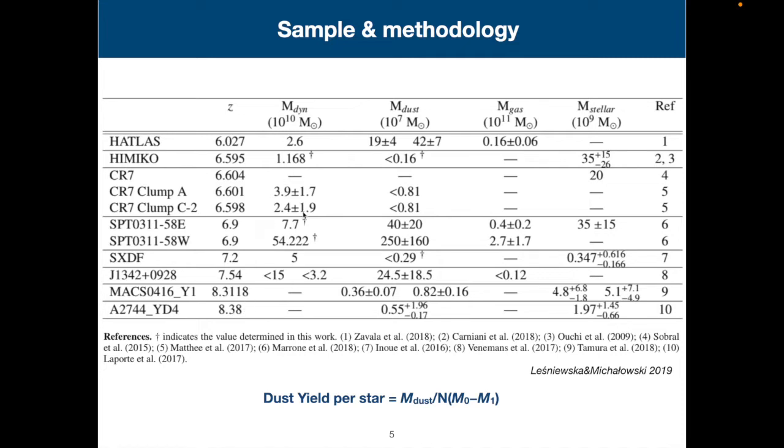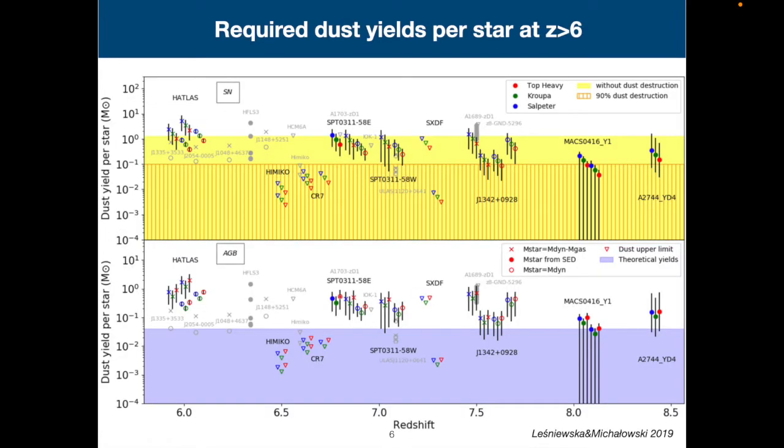You can see here 4 parameters: total dynamical mass, dust mass, gas mass, and stellar mass. Based on all of them, we were able to calculate the required amount of dust which one star, one supernova and one AGB star must produce in order to explain the total amount of dust in these galaxies. And this is the result.